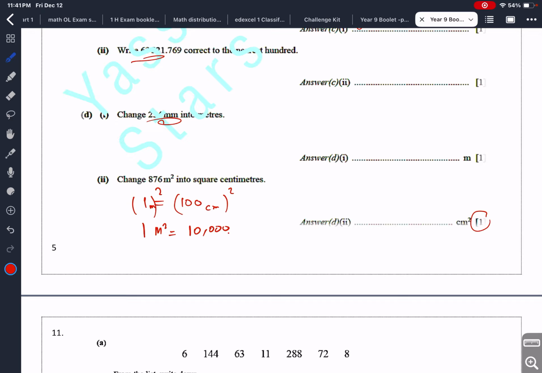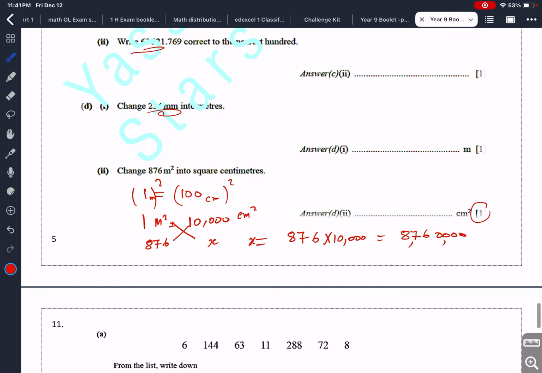This is 10,000 centimeters squared. So 1 meter squared is 10,000 centimeters squared. Now we have 876 meters squared. I'm going to write it here, 876 meters squared, and I will do a cross product. So x will be 876 multiplied by 10,000. That will be 876 and 4 zeros. So it will be 8,760,000.